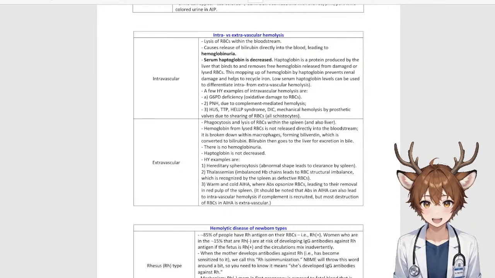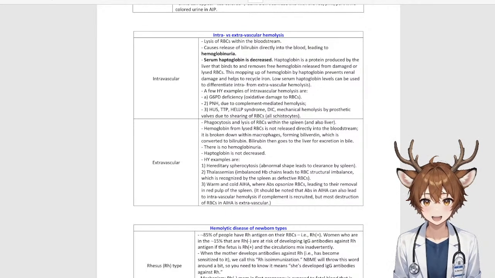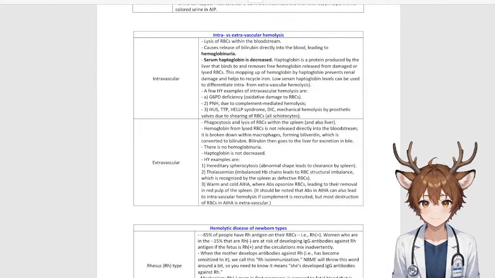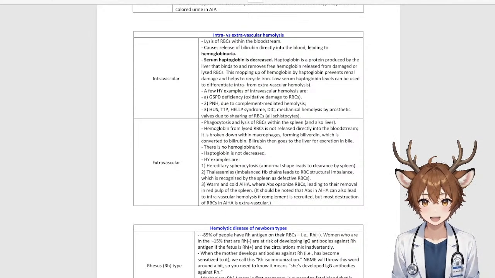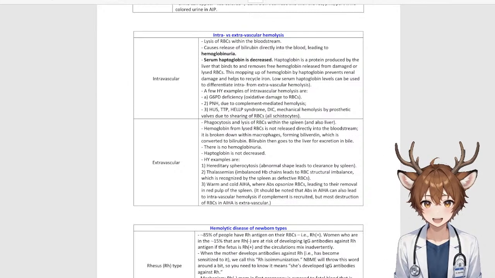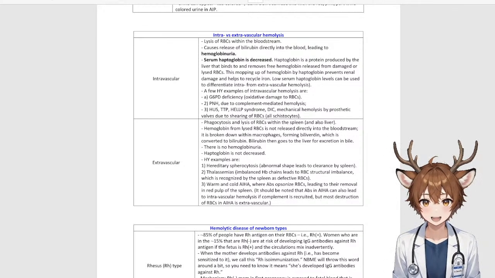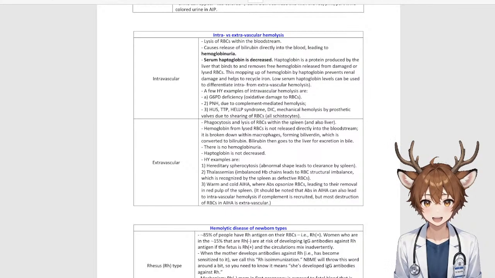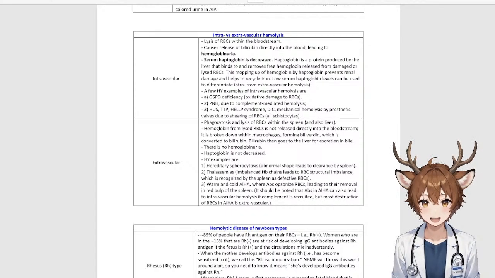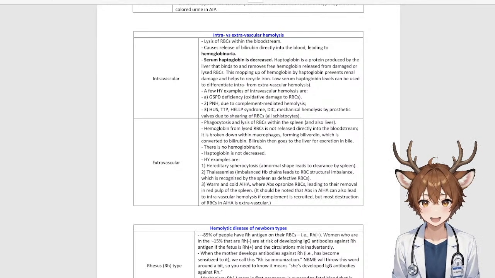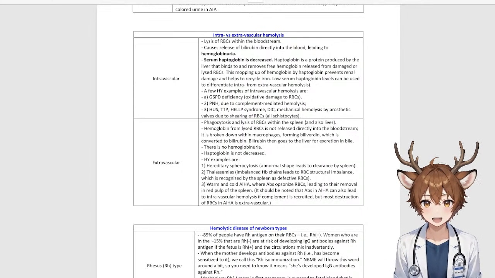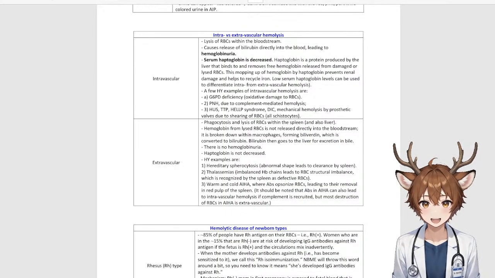The high-yield examples are: 1. Hereditary spherocytosis, an abnormal shape leads to clearance by the spleen. 2. Thalassemias. Imbalanced hemoglobin chains lead to RBC structural imbalance, which is recognized by the spleen as defective RBCs. 3. Warm and cold AIHA, where the antibodies opsonize RBCs, leading to removal in the red pulp of the spleen. This could be noted: antibodies in AIHA can also lead to intravascular hemolysis if complement is recruited, but most destruction of RBCs in AIHA is extravascular.